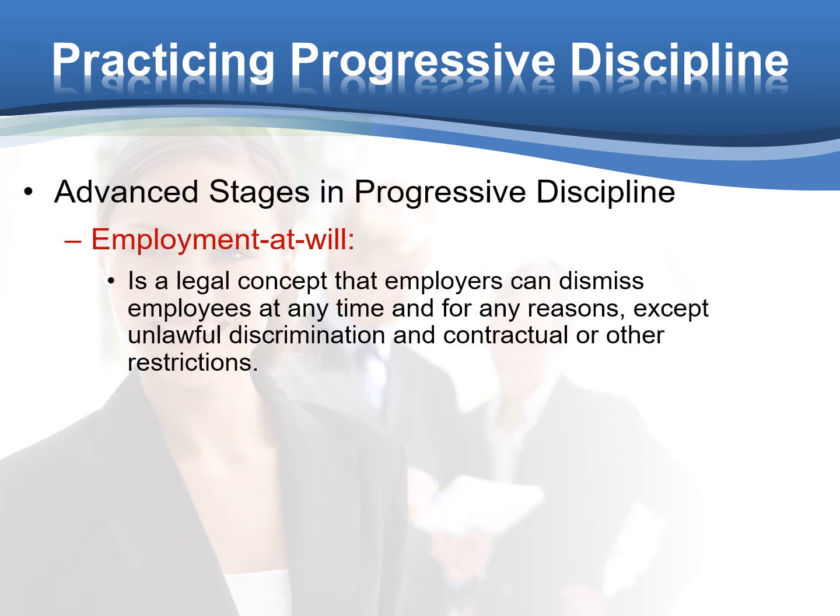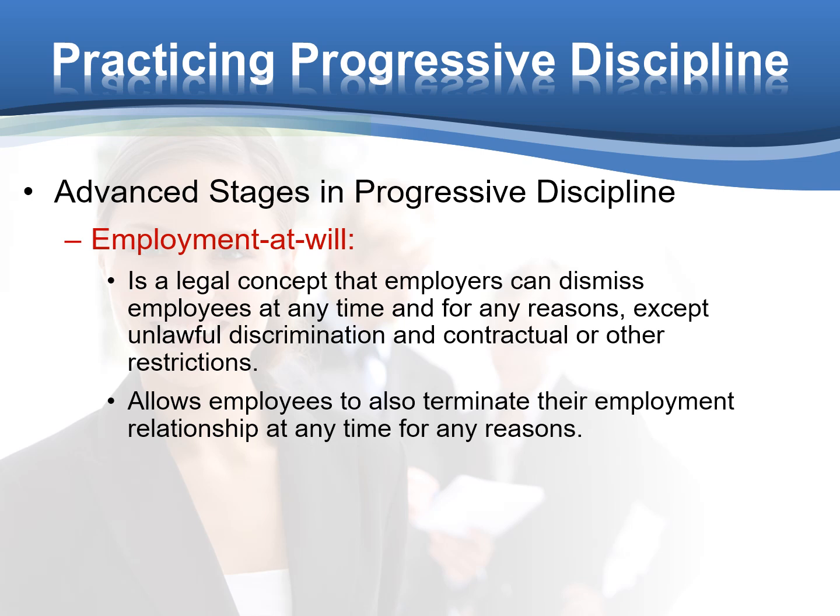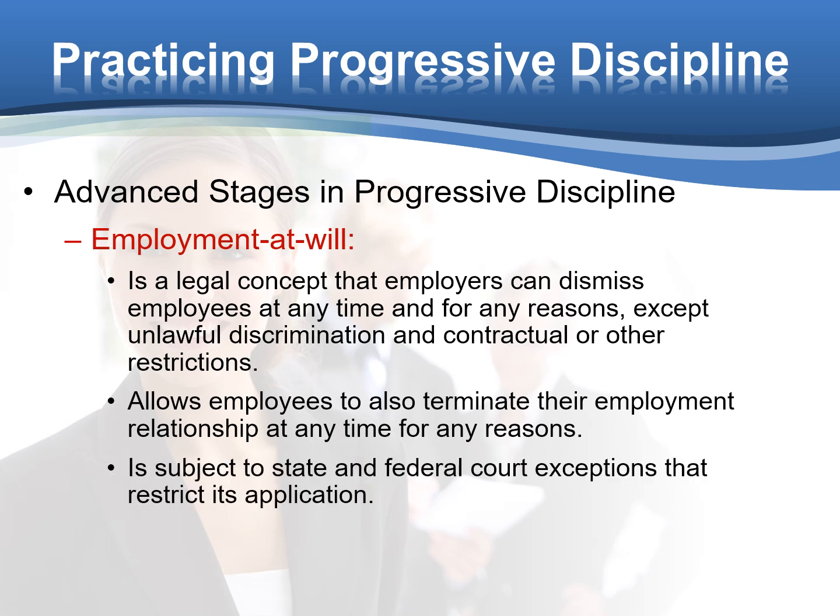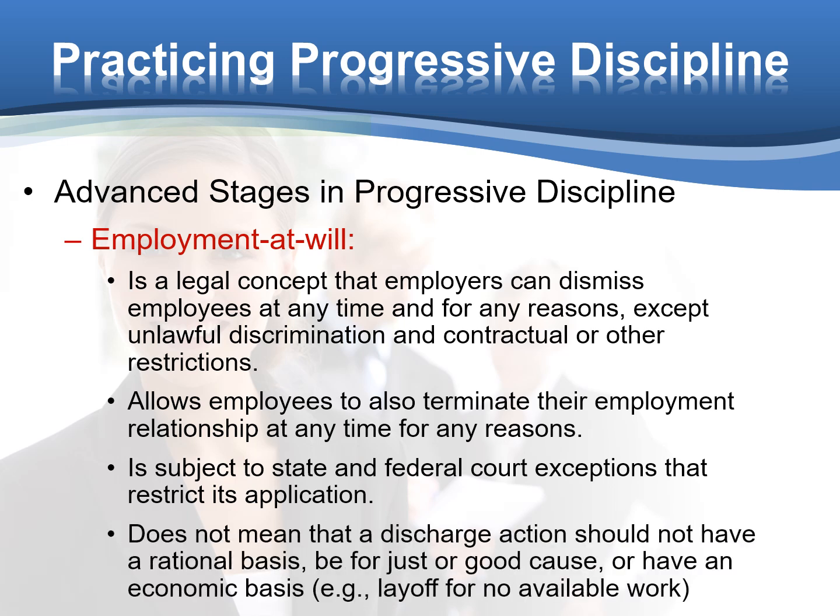Employment at will is a legal concept that employers can dismiss any of their employees at any time for any reason except for unlawful discrimination or contractual or other restrictions. Allows employees to also terminate their employment relationship at any time for any reason. Is subject to state and federal court exceptions that restrict its application. Doesn't mean that a discharge action should not have a rational basis, be for just or good cause, or for economic basis, layoff or no available work, for example.